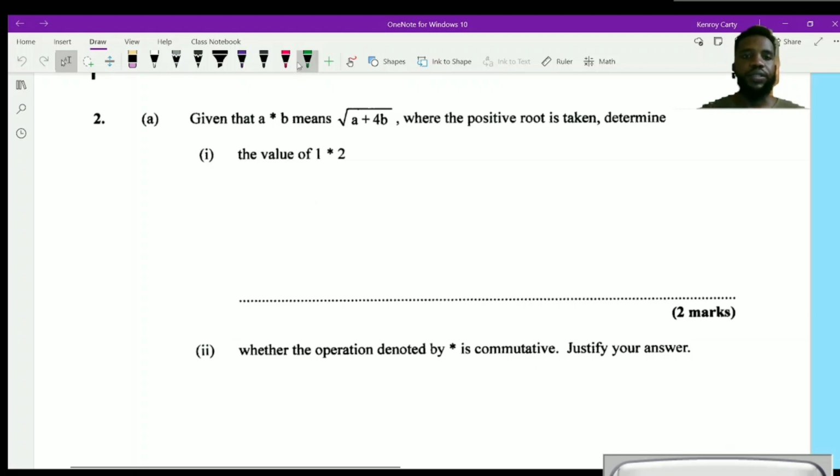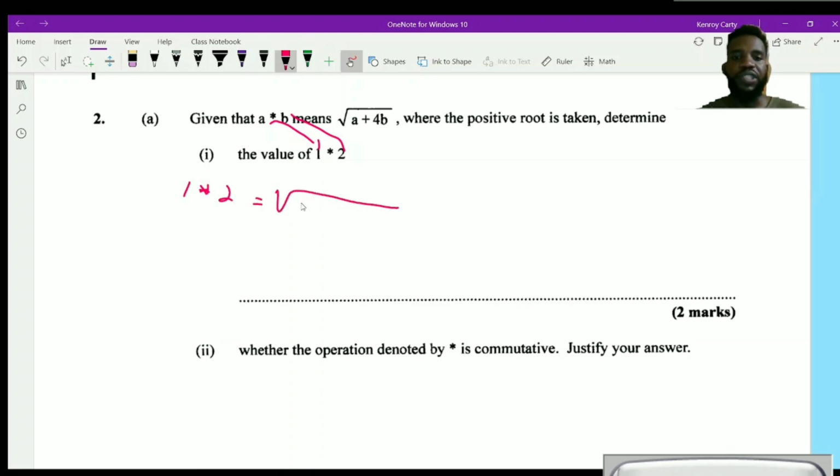All right, let's move into question 2. And it says, given that a asterisk b means the square root of a plus 4b, where the positive root is taken, determine the value of 1 asterisk 2. Let's make a comparison here. Now look at the position of a. 1 is in the same position as a. And look at the position of b. 2 is in the same position as b. So it means when I go 1 asterisk 2, I'm going to put 1 in the position of a and 2 in the position of b.